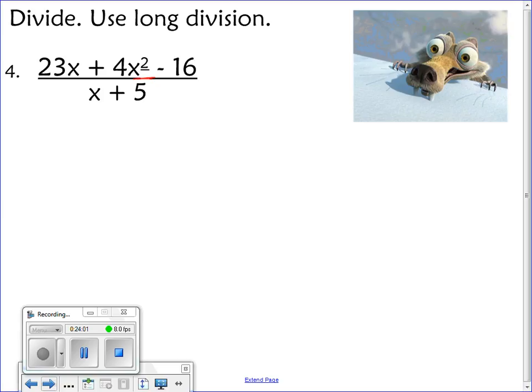Always write them in standard form. Absolutely. Guys, if you're looking at a problem that's not in standard form to start with, it's never going to work. Okay, rewrite them. So let's go ahead and do that. Let's rewrite it. 4x squared plus 23x minus 16 divided by x plus 5.